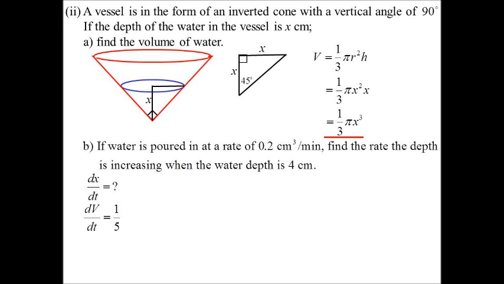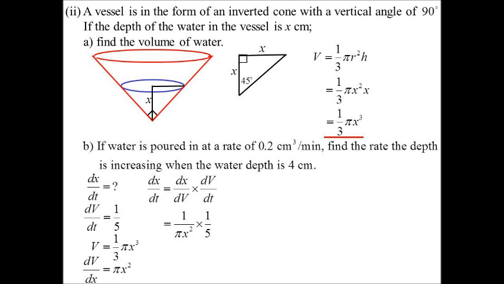Now, the missing dimension here would be, if I can get something that links V and x together, we should be able to come up with something that links all these together. Well, volume is 1/3 pi x cubed. That was part A. So dV/dx is pi x squared. So now I should be able to say, okay, well, dx/dt, that'll be dx/dV times dV/dt. dx/dV would be dV/dx turned upside down, so 1 on pi x squared, times 1/5. And that's 1 on 5 pi x squared. Okay, I've got my formula. Now we just need to substitute in when x equals 4. And we get 1 on 80 pi.